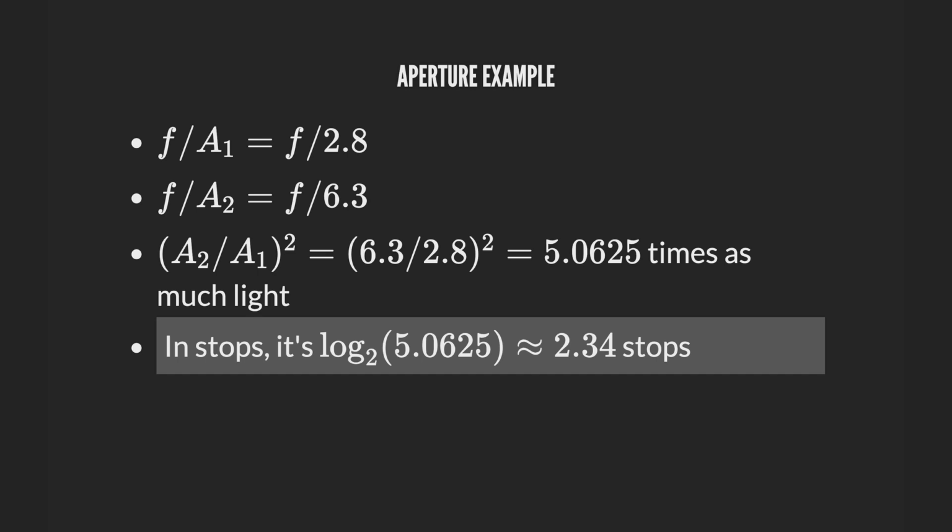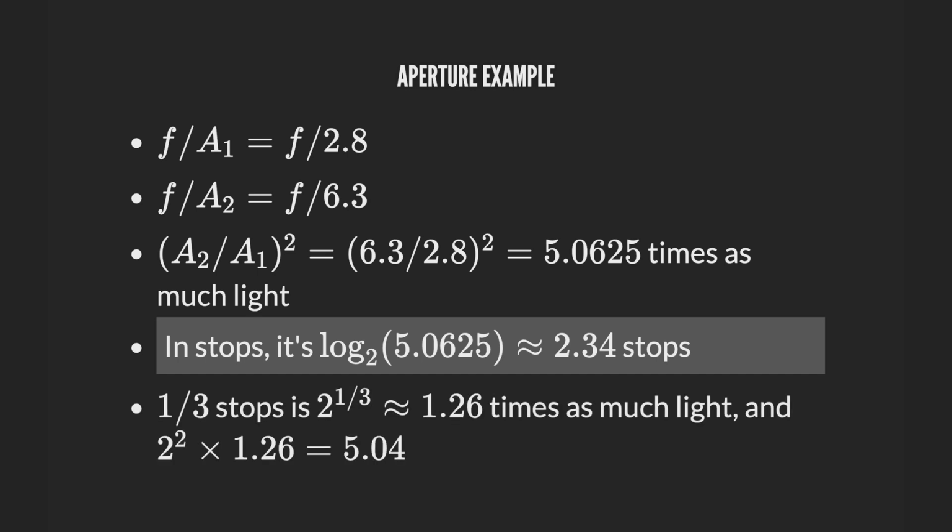It's actually not hard to estimate this because 1/3 of a stop is 2 to the power of 1/3, or about 1.26, and 4 times 1.26 is 5.04, which is really quite close to 5.0625. So the difference can be easily mentally estimated to be about 2 1/3 of a stop.